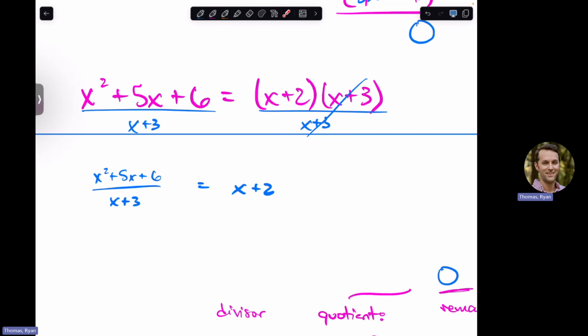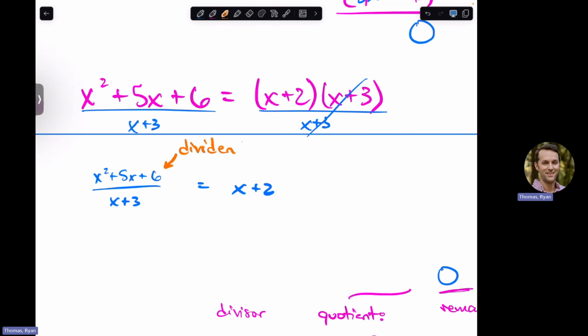So what we're going to be talking about today is a related idea. I'm going to start with something that maybe I don't know how to factor, and some information about something that goes into it. And then I'm going to manually do the division to figure out what else goes into it, right? A little bit of terminology, just as a reminder.